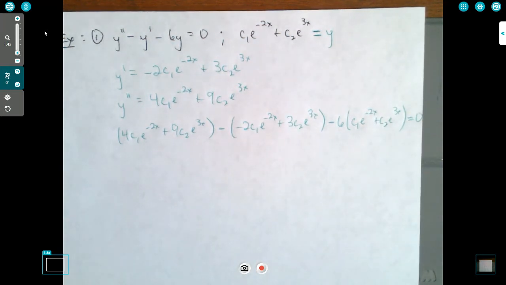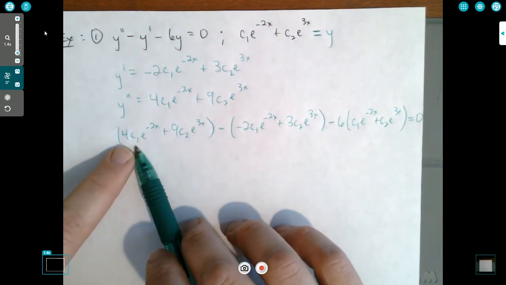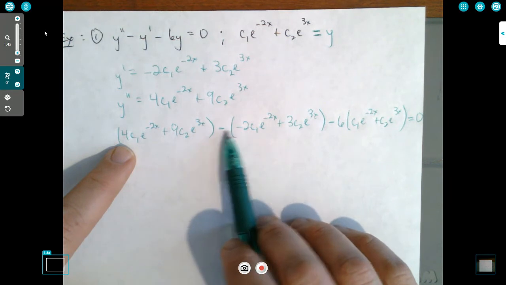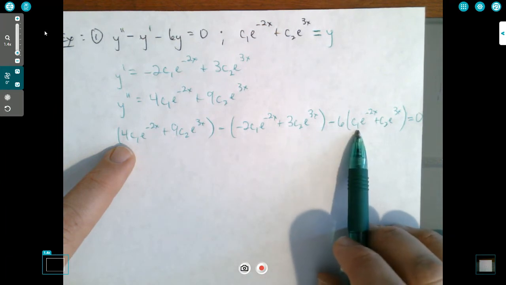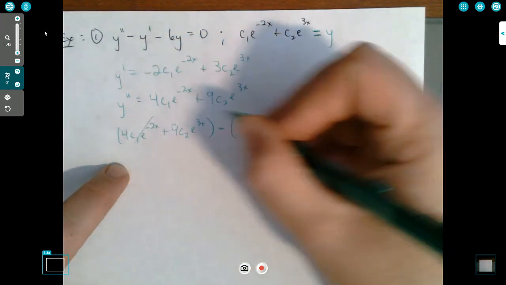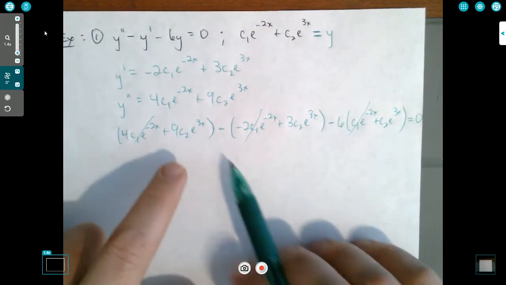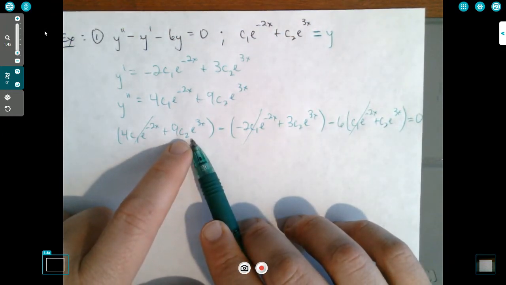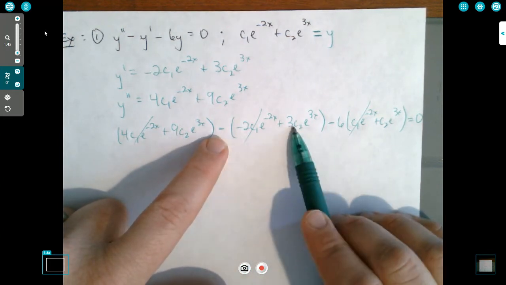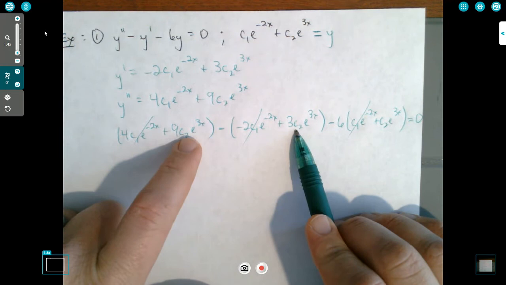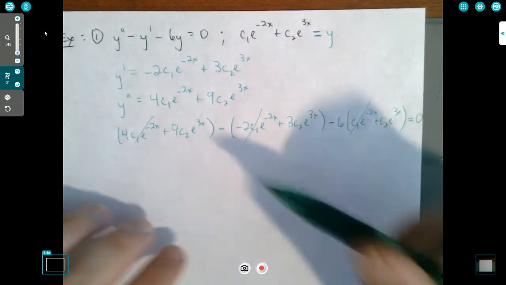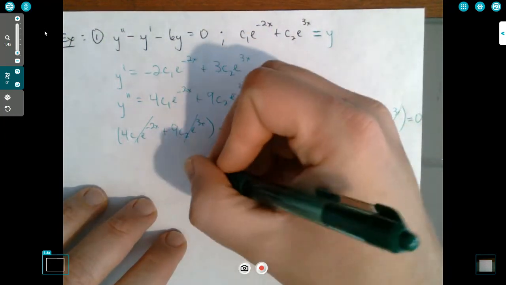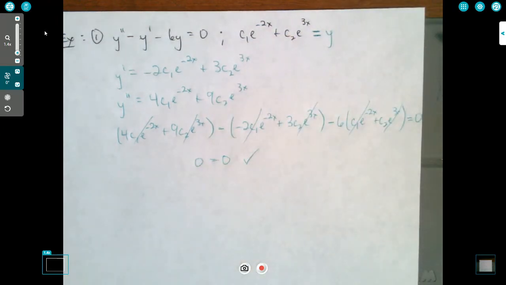So let's simplify. I'm going to have a 4c1 e to the negative 2x plus a 2c1 e to the negative 2x. Okay? And then minus a 6c1 e to the negative 2x. So those will all cancel. Here I'll have a 9c2 e to the 3x minus a 3c2 e to the 3x. So that makes 6c2 e to the 3x. And then minus 6c2 e to the 3x. So those all cancel, right? And so sure enough, that's a solution.